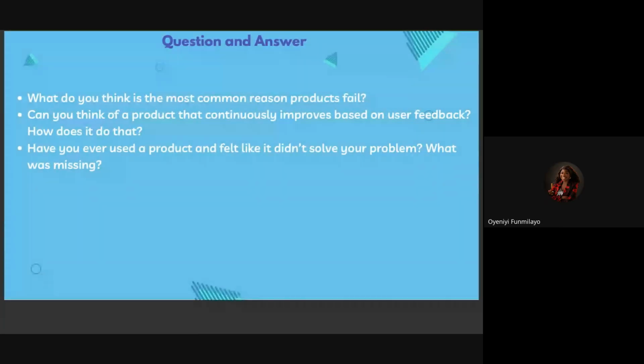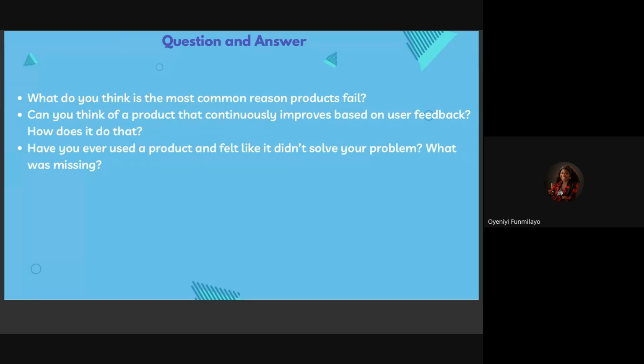Michael, you can go next. Okay, one app that I like, and I think continuously improves from feedback, is Piggyvest. And one way I think they do that is social media hashtags, social media posts, reviews from their Play Store, and I think in-app reviews and in-app feedback. Thank you. Okay.